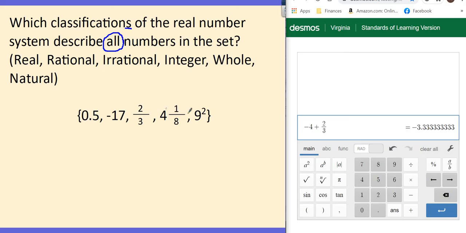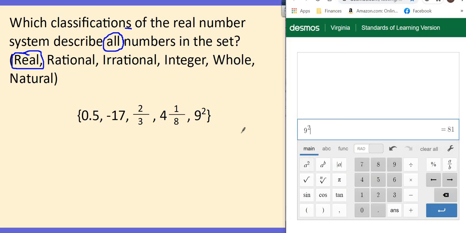So we know all of these numbers are real, because that's the title. So we know they are all real. Now let's decide whether or not they're rational. Well, this decimal stops. That's rational. -17 is definitely rational because it's also an integer. 2/3 is rational. It's a fraction. 4 1/8 is rational. It's got a fraction in it. And 9 squared, you could put that in your calculator if you'd like, but it's definitely rational. It's 81. Okay, so we know that all of these numbers are rational.